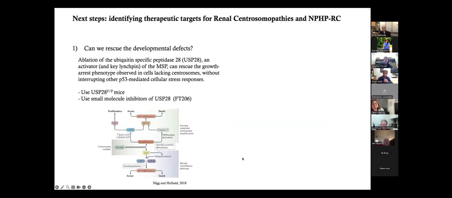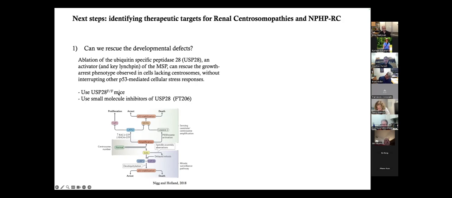And so we've been trying to think of ways to target these pathways now, both the early developmental defect and the postnatal fibrosis and cystogenesis defects. So one of the pathways we're trying to target is this mitotic surveillance pathway. You can't target P53 because you're going to mess everything up. But several groups have shown that this one protein, USP28, is very, very specific in regards to its function to this mitotic surveillance pathway associated with centrosome loss. And there's been a few studies now where people have used this as a handle to disrupt this pathway and rescue centrosome loss associated cell death.